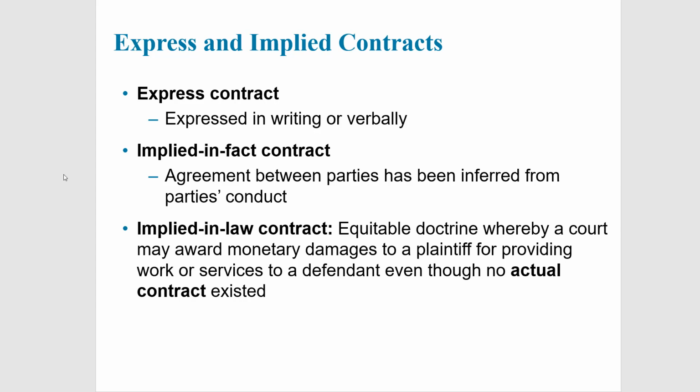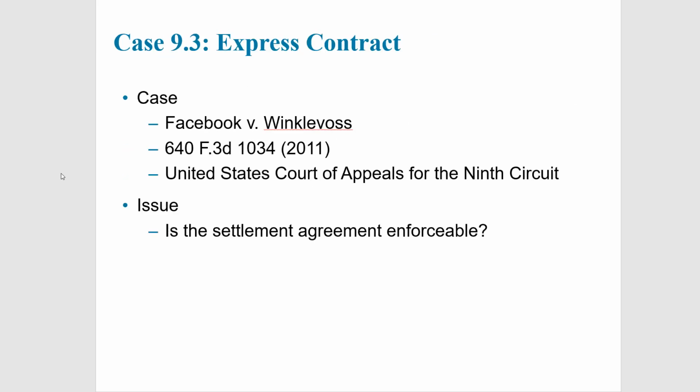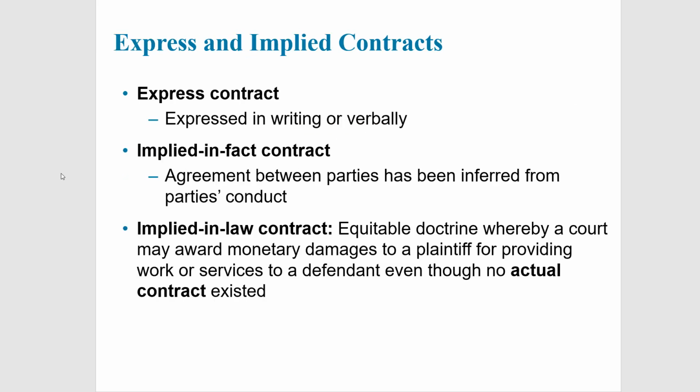Implied in law is a different kind of contract. We call it a quasi-contract sometimes. But the basic idea is that it's an equitable doctrine, meaning that it would be unfair for us not to form a contract somehow.